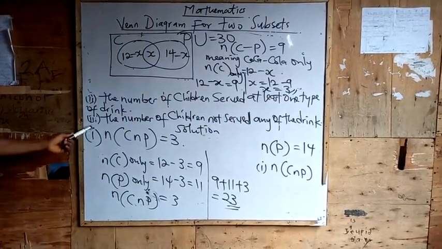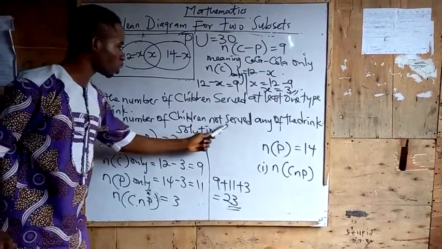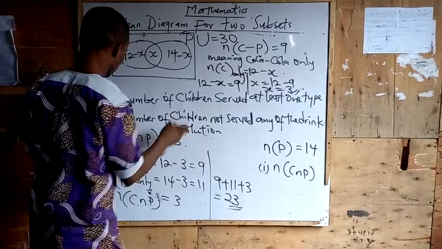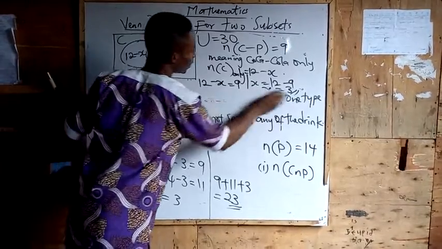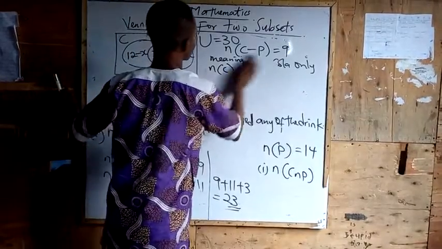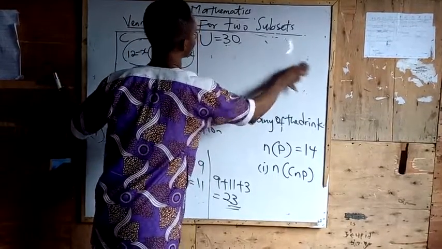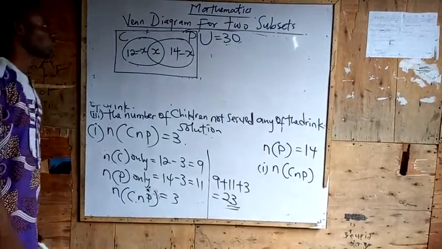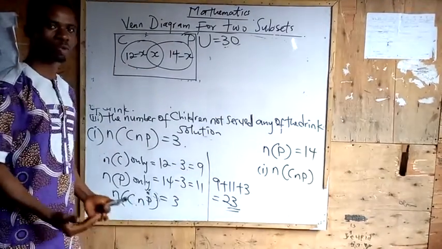Now, the last one says the number of children not served any of the drink. Not served any of the drink. When they say not served any of the drink, what does that mean?